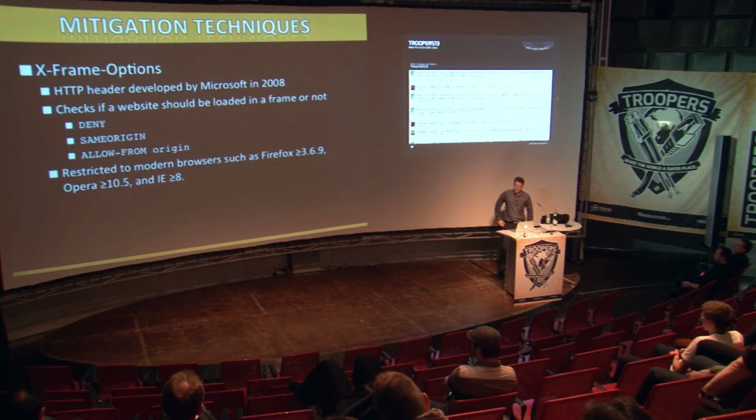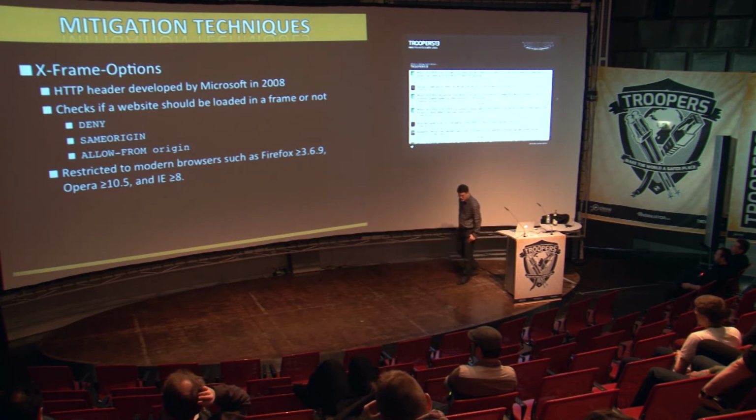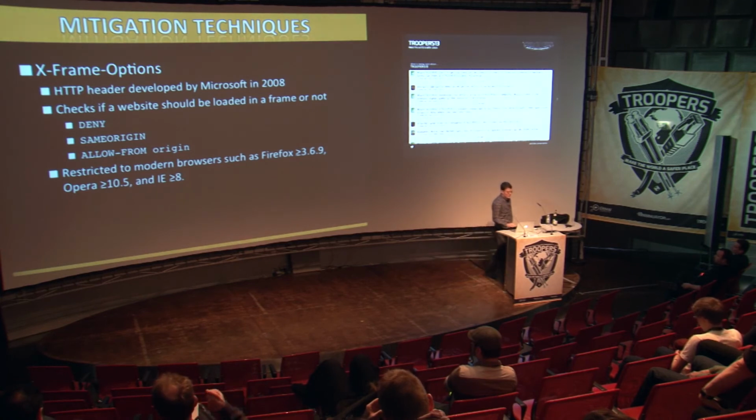So, okay, another countermeasure is an HTTP header, which is X-Frame-Options. X-Frame-Options is an HTTP header developed by Microsoft in 2008, and it can have one of these three values. The first is deny, then same origin, and then allow-from origin.